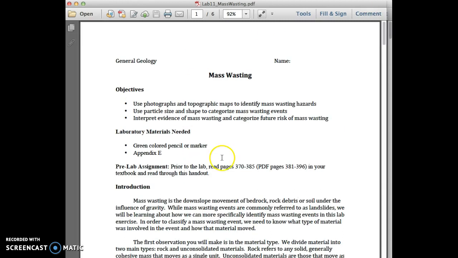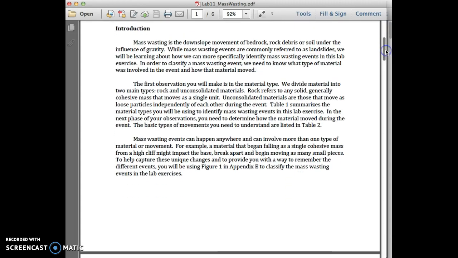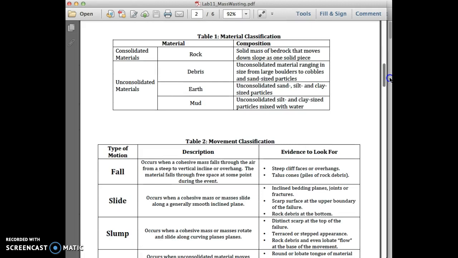So I am looking at this in a PDF version, but there is both a PDF and a Word version depending on your preference for completing the lab this week. Now, when you're going through the lab, there is a lot of background information about how we classify mass wasting materials. Consolidated materials are those that stay together as more or less a single solid mass, and it moves downslope as one piece. So we call this material rock.